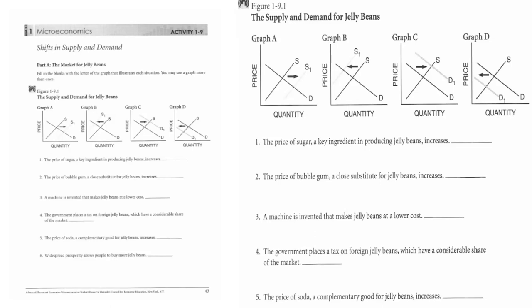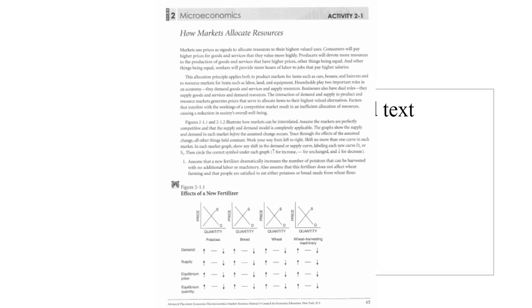Because Mr. Rodman always says, when in doubt, graph it out. Okay, and that leads to the last one, which is kind of a reiteration of 1-9, but this is 2-1, looking at some of the effects of demand and supply on the marketplace and how that impacts equilibrium price and quantity as a result.